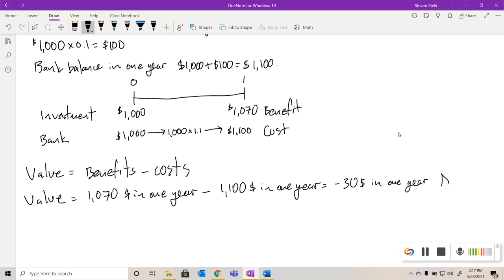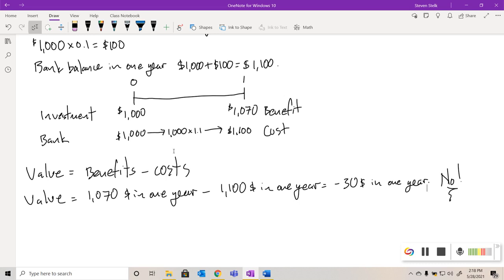All right, so now that we've converted to the same units, we would say no, we don't want to take this investment opportunity because we're giving up $30 that we could otherwise have. Okay, so what's going on here?